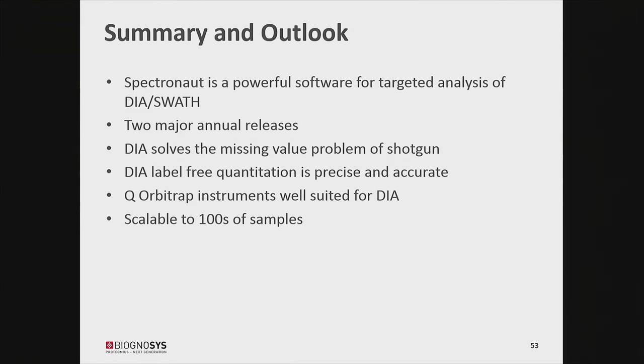DIA label-free quantitation is precise and accurate. And the Orbitrap instruments, so the Q-Exactive family and the Fusion family, they are very well suited for DIA because they have a quadrupole in the front. And it's also scalable to many samples. So you can measure hundreds of samples. I would say the limit is only the lifetime of your column, because as soon as you have to switch columns, the data quality decreases quite a bit.